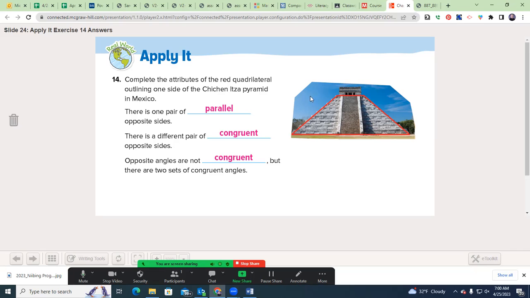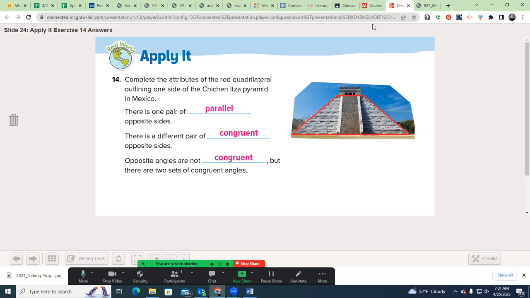Welcome back. So there's one pair of parallel sides. You see the top and bottom. They are the same distance apart here as they are here. There is a different pair of congruent opposite sides. These two sides are the same length. Opposite angles are not congruent. So this angle and this angle, and this one are not congruent. But there are two sets of congruent angles. This one and this one, and then this one and this one. They're not opposite sides, however.